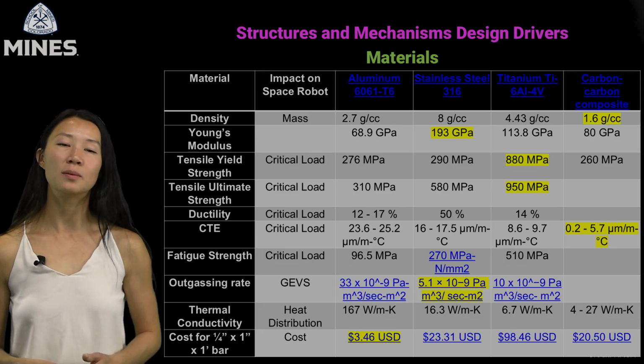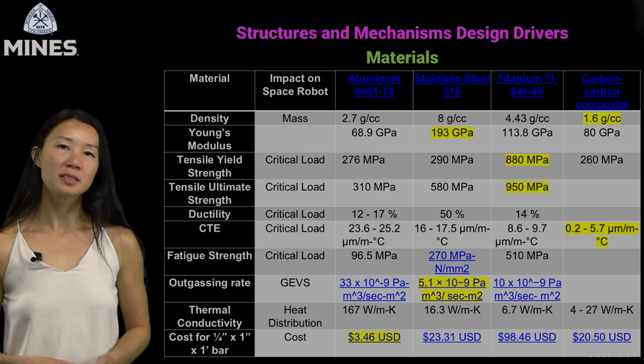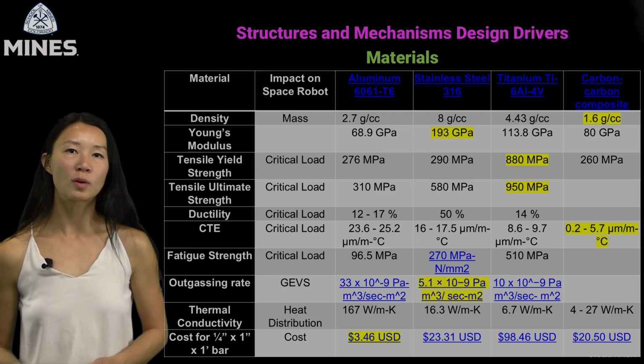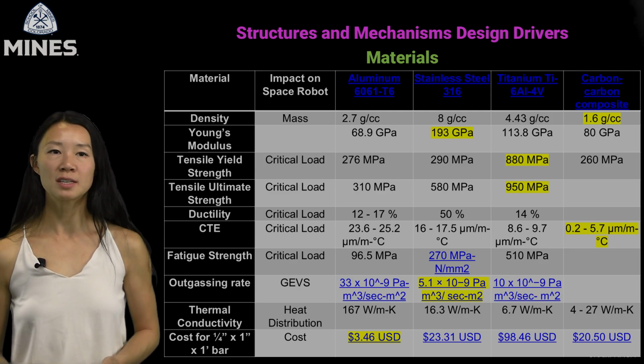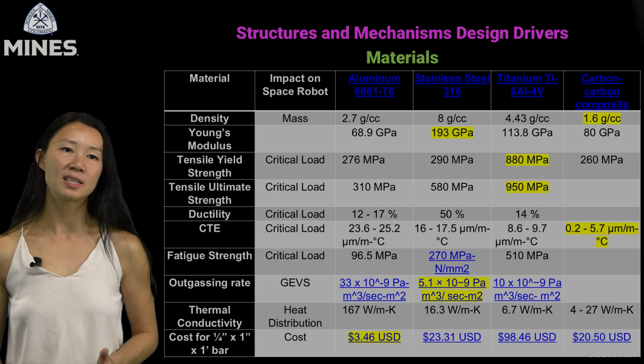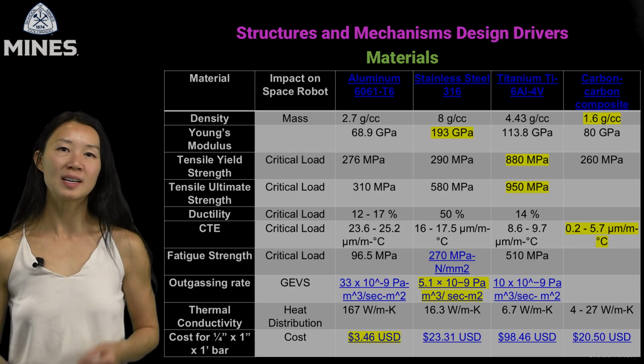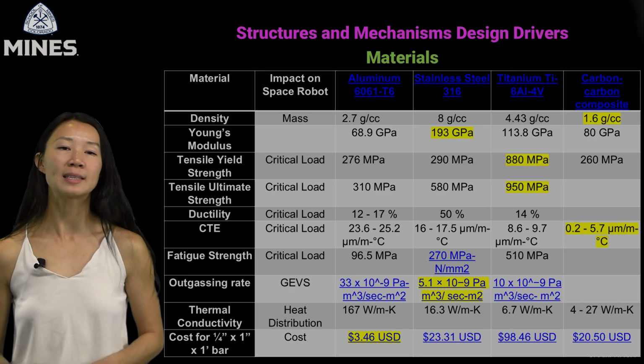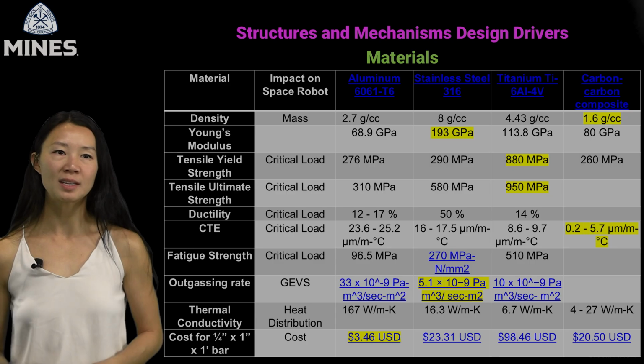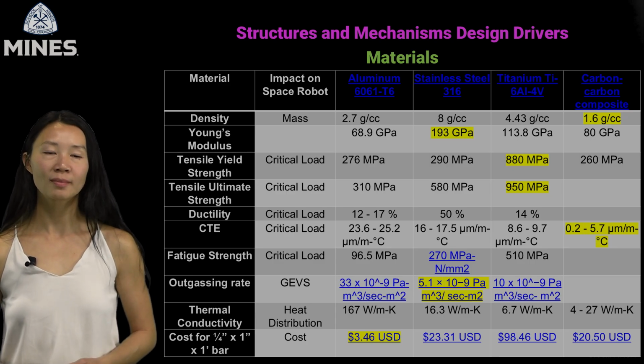Next, stiffness, or Young's modulus. This controls how much a material deforms under load. The stiffer the material, the more resistant it is to bending and vibration. Stainless steel leads here with 193 gigapascals, followed by titanium and CFRPs depending on fiber direction.